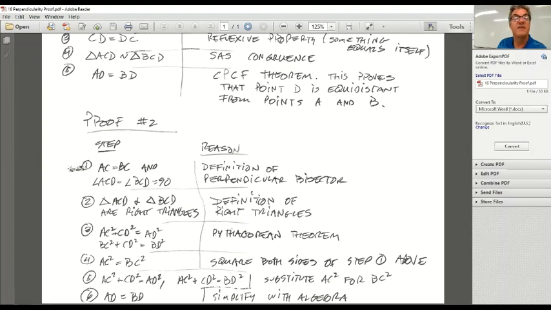I've just simplified everything, and I've proven that the distance from D to the line is the same on both sides. So this proof is a little bit more complicated.